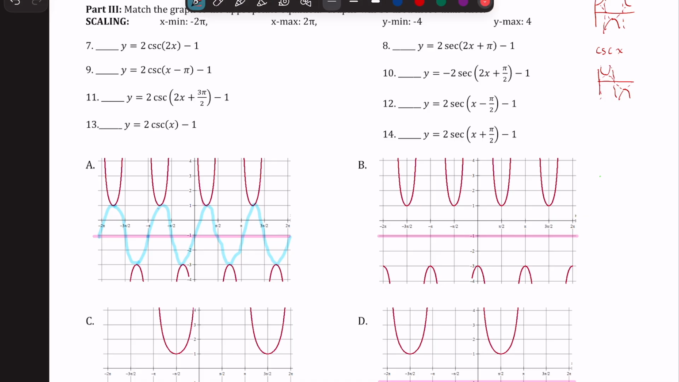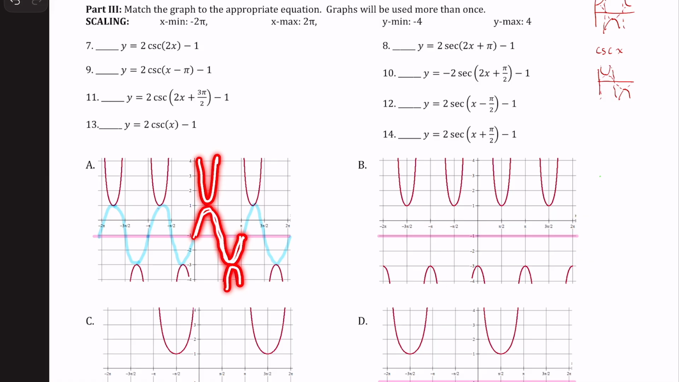Okay, so if I look at this part right here, that's a sine function. Then this part right here and this part right here would be a cosecant, and it's at 0, so there's no cosecant shift. And then I can see that is a period of pi, because we're going from here to here, or you can even look here to here as a period of pi.